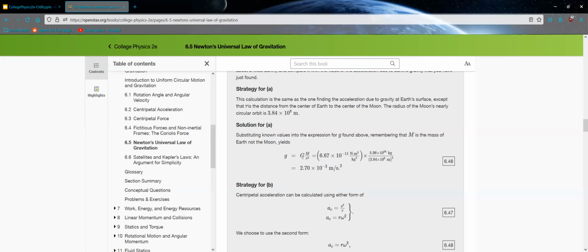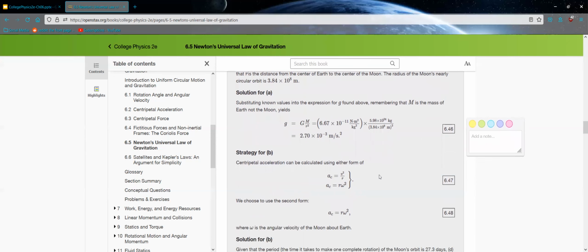Well, we take the gravitational constant, right? And we plug in the mass of the Earth, which is 5.98 times 10 to the 24th kilograms. And we divide that by said radius squared to get a total gravitational acceleration of 2.7 times 10 to the negative 3rd meters per second squared. A lot smaller than 9.8, right? A lot smaller. That's almost 4 orders of magnitude smaller.